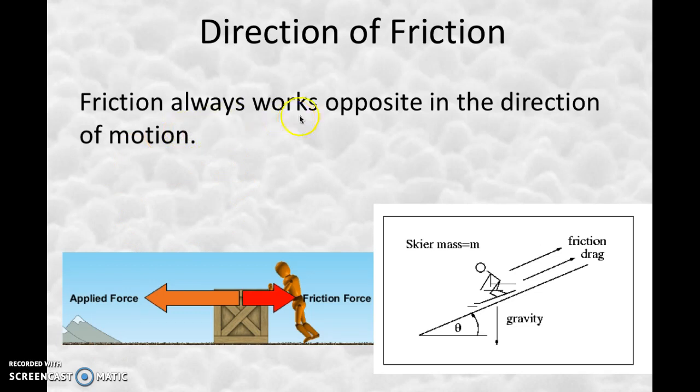It works to oppose the motion between the two surfaces you're concerned with. If the surface is the box and the ground, and you're applying a force to the left, friction is trying to prevent this sliding of the box along the ground. In the case of the going downhill, the surface is the bottom of the ski and the top of the hill.